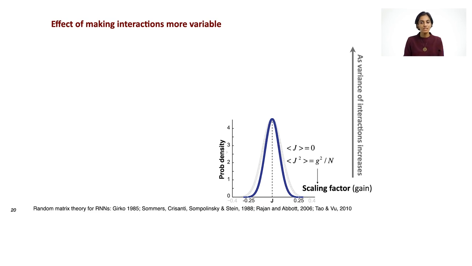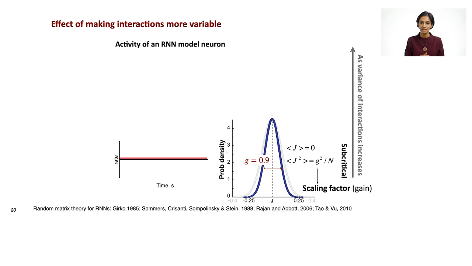So as variance of these interactions decreases, and I've picked one where that makes the g less than one, and in this regime, networks are sometimes called subcritical, it turns out that the activity of models like this goes back to the trivial fixed point, or it decays to zero, or exhibits activity like this. So here's the firing rate of a neuron in this recurrent neural network model with nonlinear activation function, but connected with less variable random synapses, and that has decaying activity.